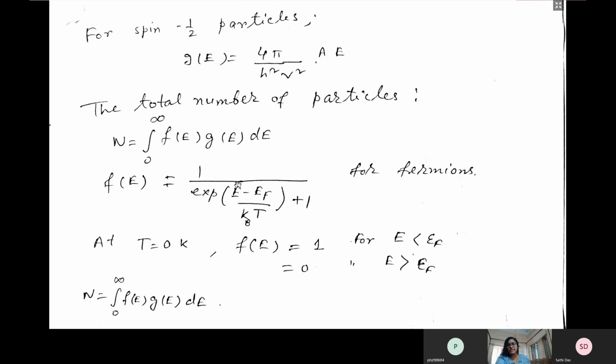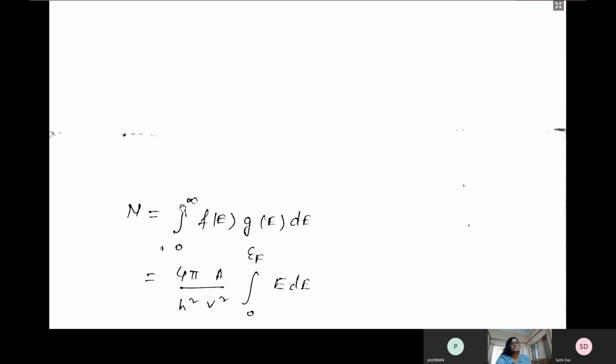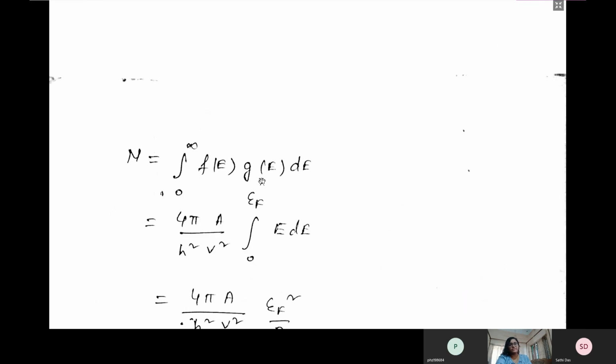So this will give you the probability of the energy levels of particles having some energy levels E to E plus dE to infinite. Here at t equals 0, the probability for the particle within the Fermi energy level is 1, and the probability of the particle being out of the Fermi energy is 0. So you can simplify the integration over 0 to infinity of f(E)g(E)dE as the integration over 0 to epsilon F of g(E)dE, because the Fermi factor will be 1, and g we found out to be 4πAE by h square V square.